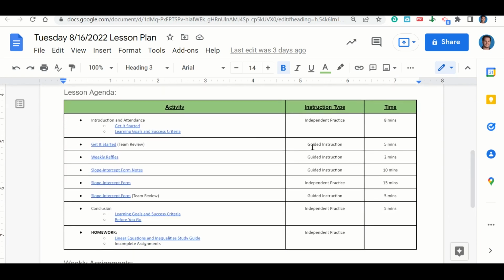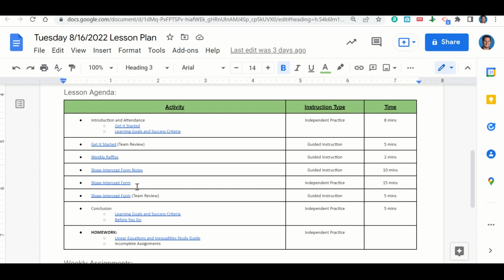Now let's take a look at our agenda for today. We'll begin our lesson by going over our learning goals and success criteria. While we do that, you'll fill out your Get It Started. Once you've completed your Get It Started, we'll go over it together and answer any questions you may have. Then we'll do our raffles for the day. After that, we'll go over the notes on slope-intercept form. Then you'll be given time to complete your assignment.